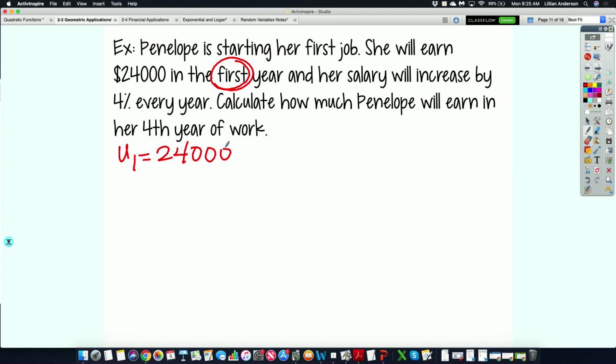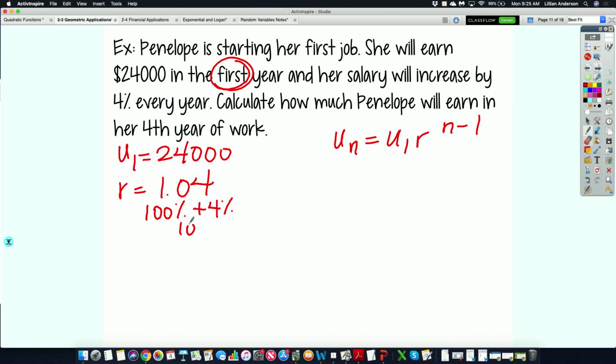Now her salary is increasing 4% every year. Now this is where you have to be careful. If I'm using the explicit formula and I know there's an R inside of that formula, what is R going to represent? What's that number going to be? 0.04. It won't be 0.04. I thought I heard someone say that. It's going to be 1.04 because she's getting 100% of her salary plus a 4% increase, which makes a total of 104% for that following year.